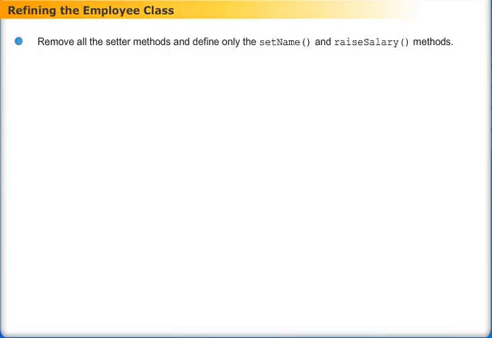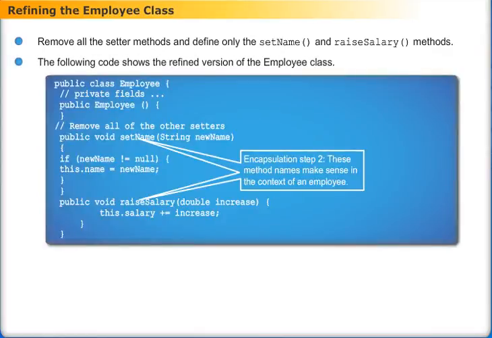The Employee model as defined in the slide titled Encapsulation Example had only two operations, one for changing an employee name and one for increasing an employee's salary. In the given code, to refine the Employee class, the first step is to remove the setter methods and create methods that clearly identify their purpose. Here, there are two methods. The setName method is used to change an employee's name and the other method, raiseSalary, is used to increase an employee's salary.